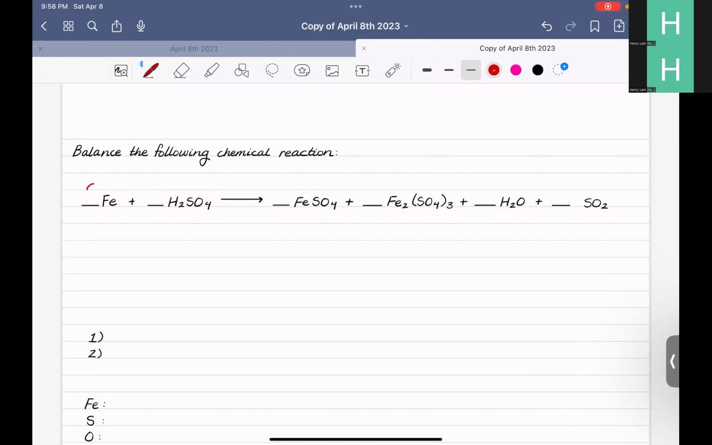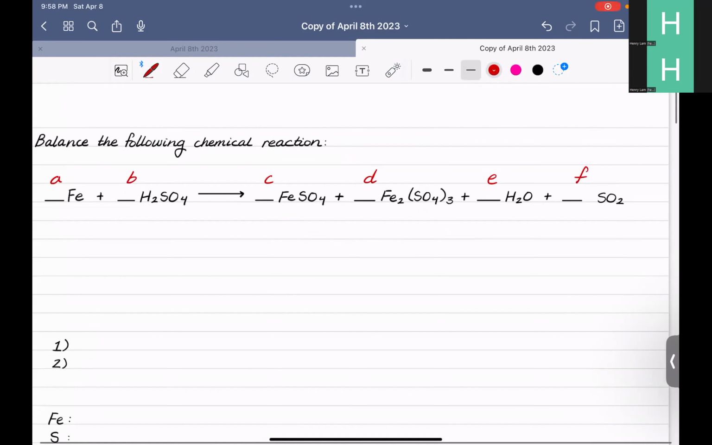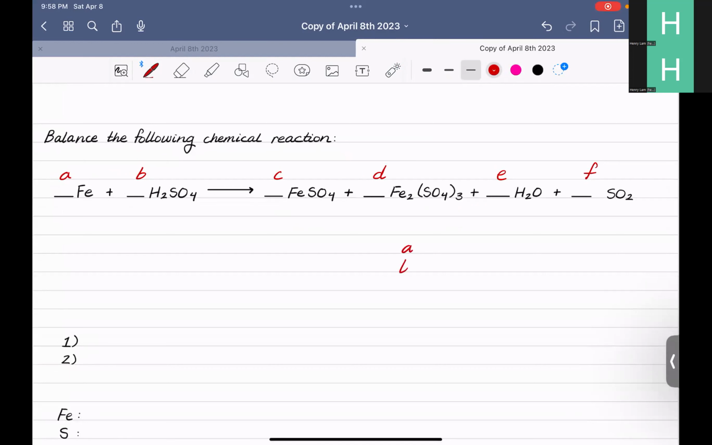So iron will be A, sulfuric acid will be B, this iron sulfate will be C, this iron sulfate will be D, this water will be E, and this sulfur dioxide will be F, okay? Just a quick disclaimer, I'm not sure if these are both called iron sulfate, I forget, but if we're gonna balance this, let's just go ahead and letter each entry, and then we're gonna go off to the right-hand side and label A, B, C, D, E, F, okay?